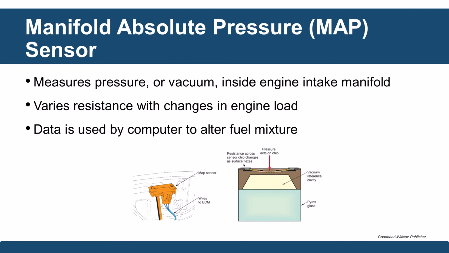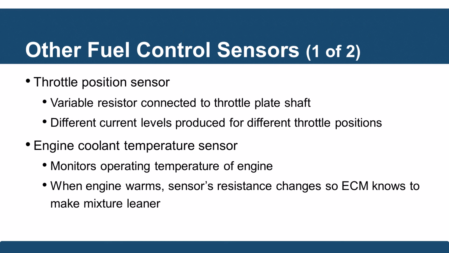The next sensor we'll discuss here is the manifold absolute pressure sensor. That measures pressure or lack of pressure, known as vacuum, inside the intake manifold, and it varies the resistance with changes in engine load. So as the throttle valve opens up, as we mentioned earlier, the vacuum or pressure inside that intake manifold is going to change. And that data is used by the computer, the ECM, to alter the fuel mixture based on its knowledge of the outside pressure.